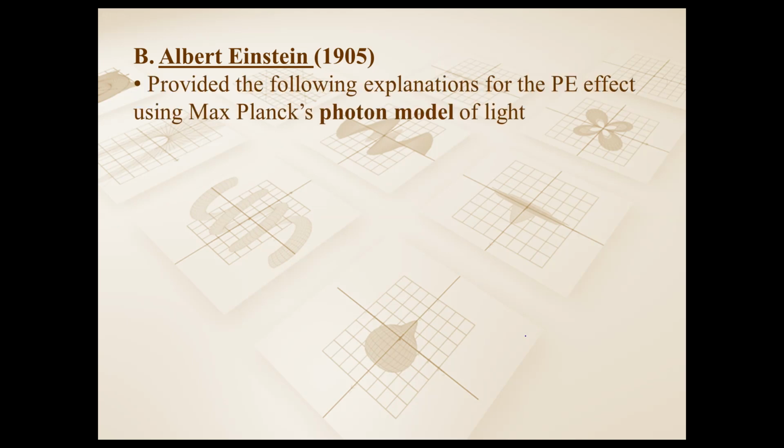However, there was a scientist who really, really liked the wave particle model of light. His name was Albert Einstein. Planck's quantum hypothesis is around 1900. Einstein in 1905 is going to come around and start to explain these remaining observations of the photoelectric effect. He's going to provide the following explanations for the photoelectric effect using Max Planck's photon model of light, the photon model being the wave particle model of light.